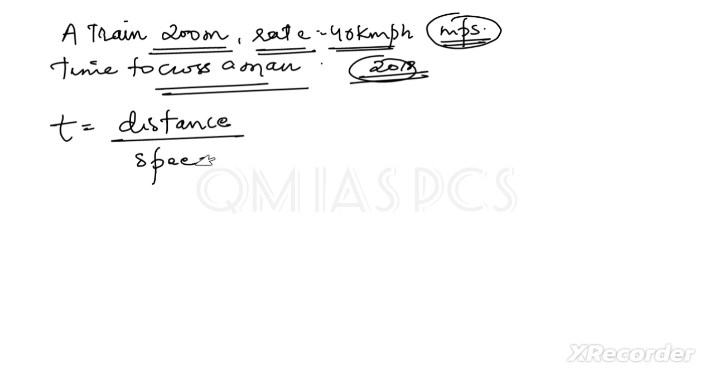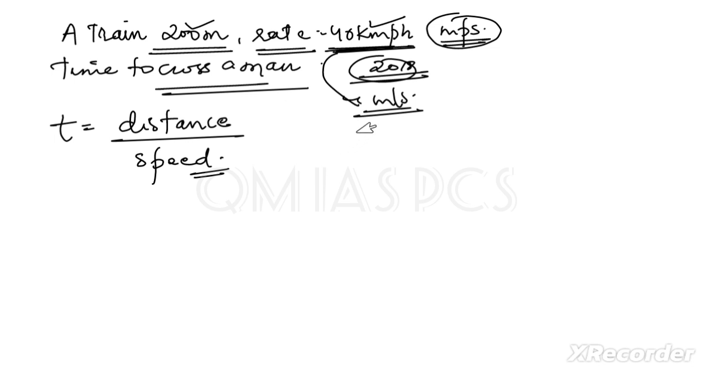But here is one issue. What is the issue? Think. I have told you that whenever we solve this type of question, we have to look at the units. Look at this one: it is 200 meters and this is 40 kilometers per hour. It will take only a few seconds, so it is better to convert this 40 kilometers per hour into meters per second. It will be easier while solving this type of question.